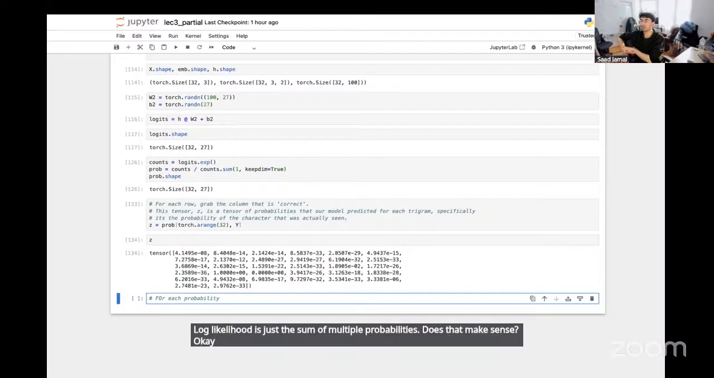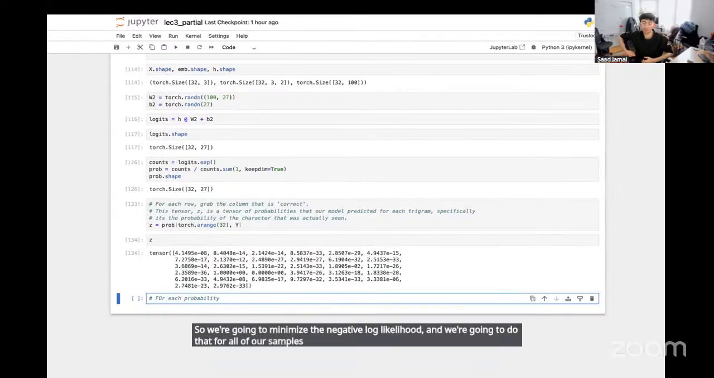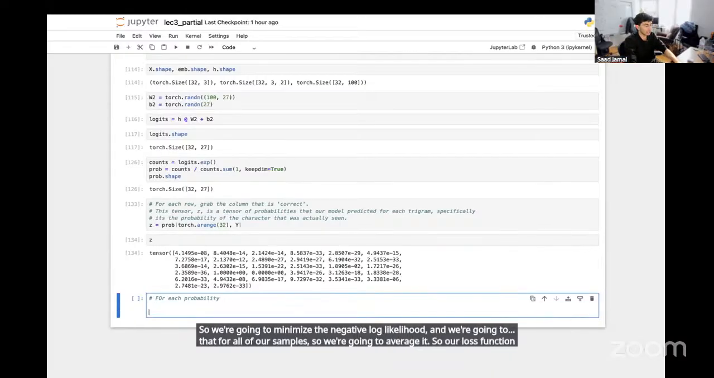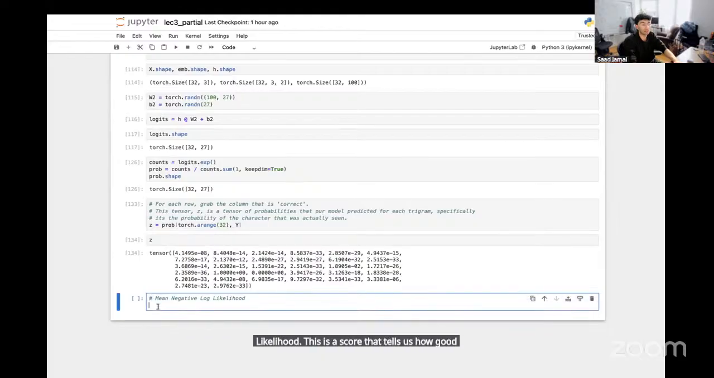Okay. And we know that we're going to do log likelihood. But remember last time, we don't want to maximize log likelihood. We like to keep things in terms of minimizing. So we're going to minimize the negative log likelihood. And we're going to do that for all of our samples, so we're going to average it. So our loss function is the mean negative log likelihood. This is a score that tells us how good or bad our model is.